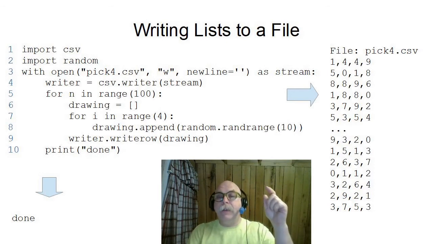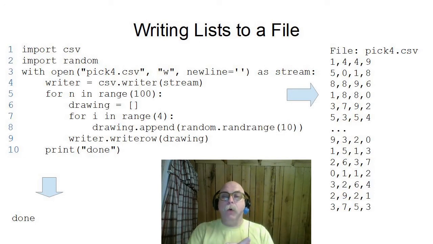So on lines 6, 7, and 8, I create a list with 4 random numbers between 0 and 9. And on line 9, I say writer.writerow, and I give it a list. Now, you can give it a list with strings, with numbers, with strings with commas, with quotation marks, and it will handle it all beautifully and create a CSV file that Excel will just import right in.